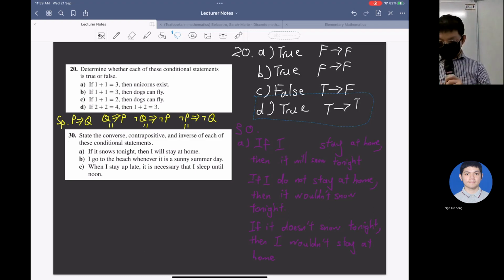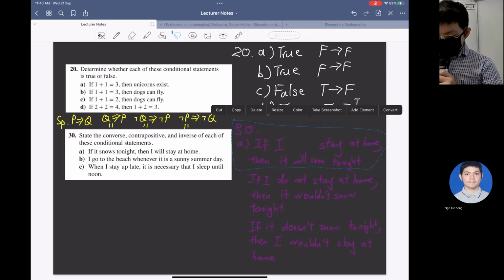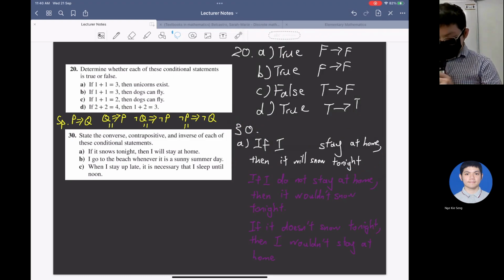Maybe skip this row, this has no question. So I can start from the fourth. State the converse. If it snows tonight, then I will stay at home. What's the converse? Okay, if I stay at home tonight, then it will snow. This is the converse. If I'm going too fast, please stop me, okay? Feel free to stop me.